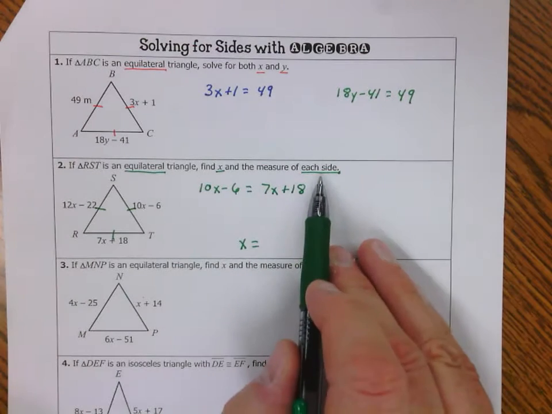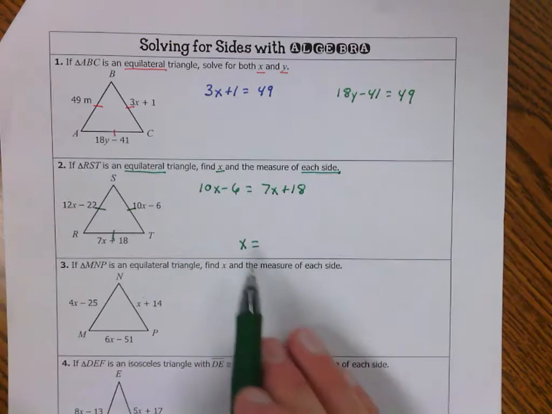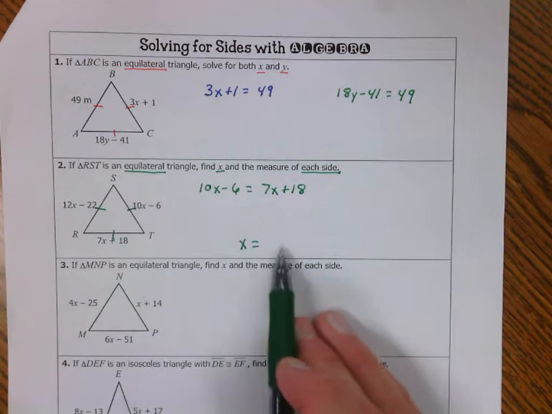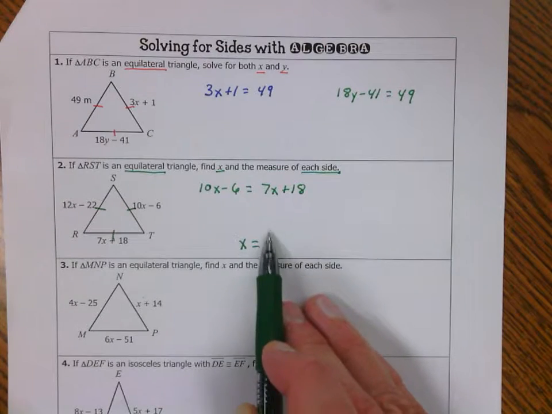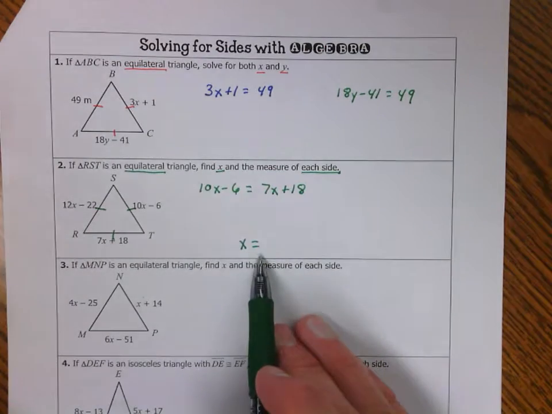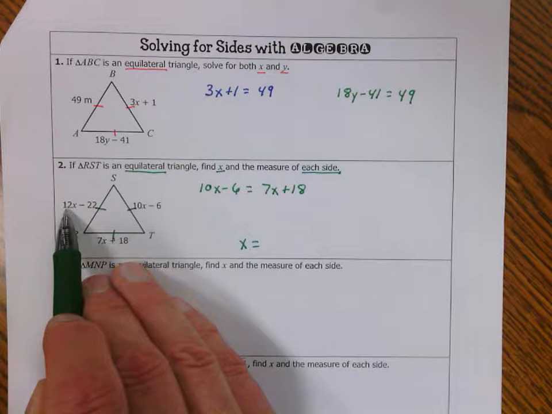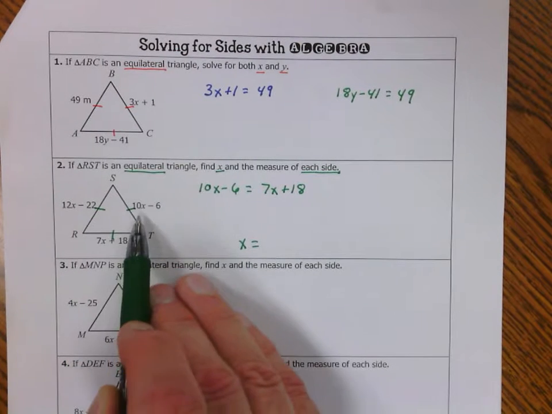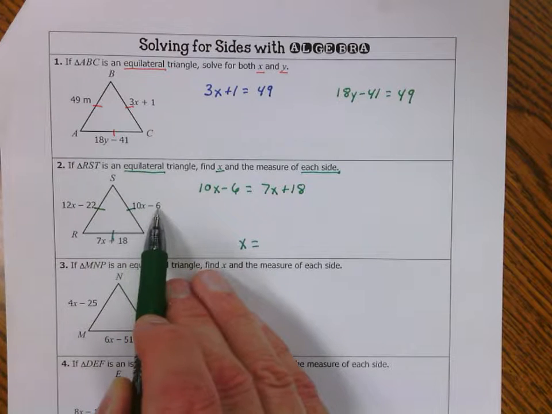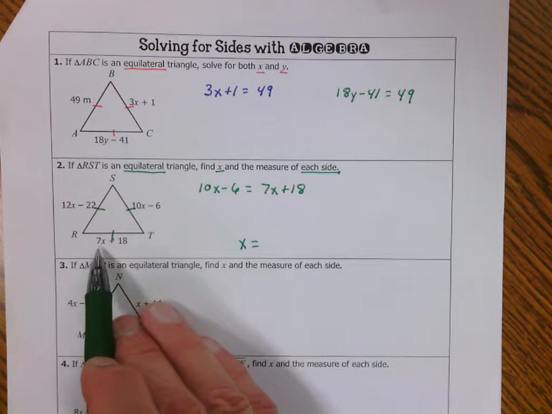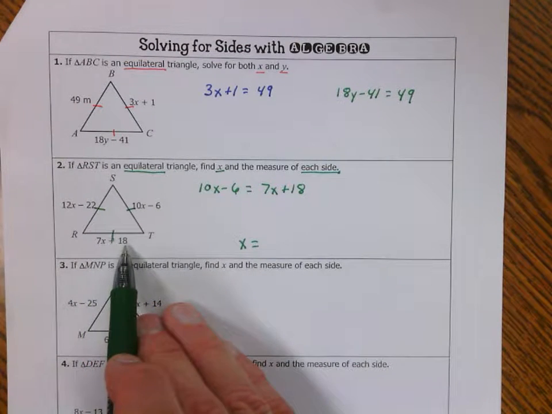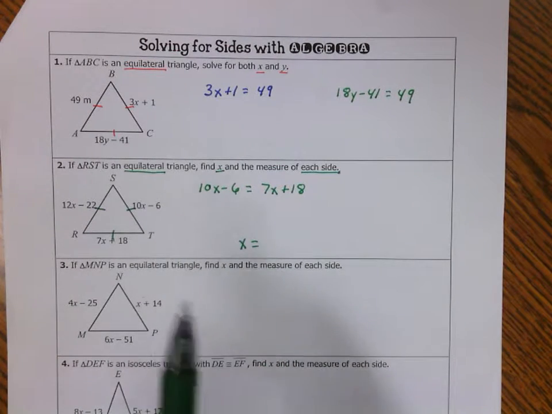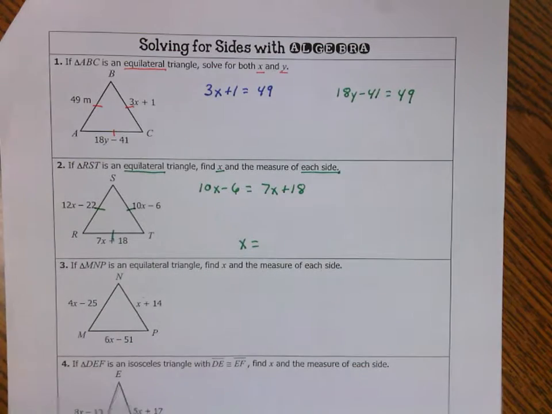But then I need to find the measure of each side. So this is where you have to take this answer of x, and let's just say it's 5. It's not 5, but if the answer were 5 right here, I would go 12 times 5 minus 22, 10 times 5 minus 6, and then finally 7 times 5 plus 18. And all 3 of those answers should be the same because it's equilateral.